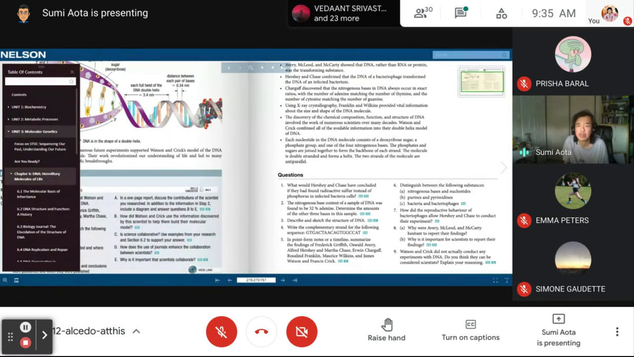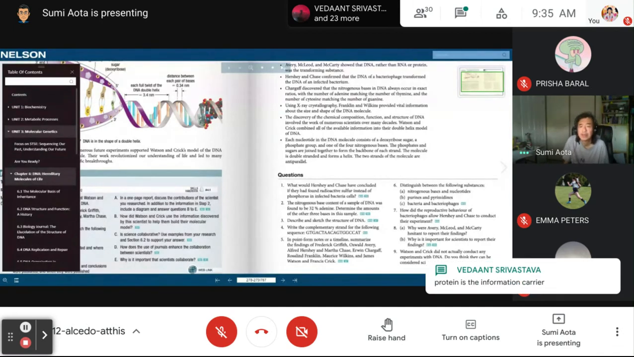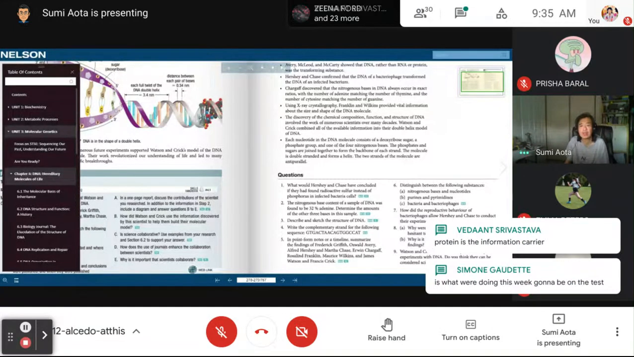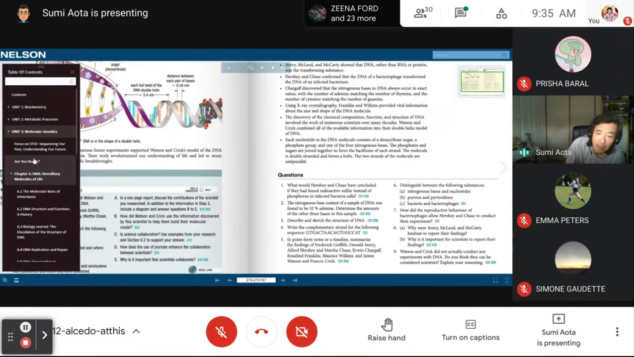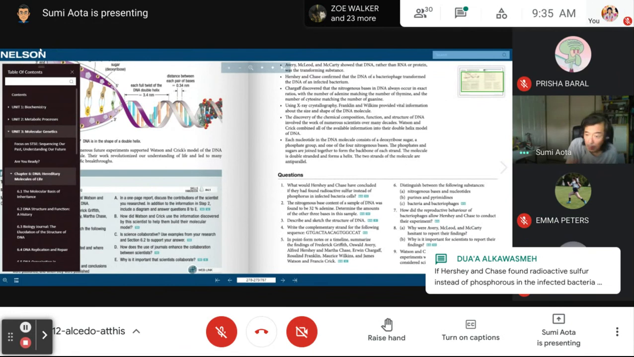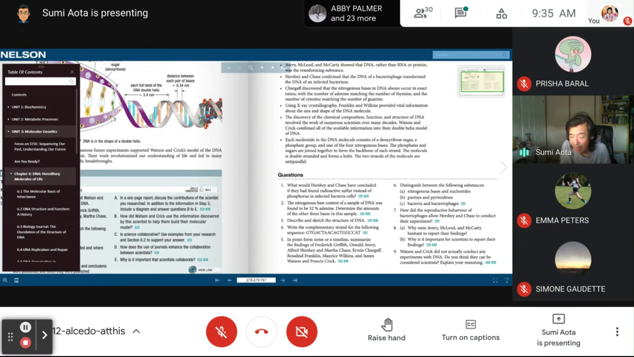what would Hershey and Chase have concluded if they had found radioactive sulfur instead of radioactive phosphorus inside the infected bacteria cells? Yeah, Du was right. The answer that she has in the chat is basically the correct answer. It would have indicated that the protein was the genetic material, not the DNA. Question number 2.